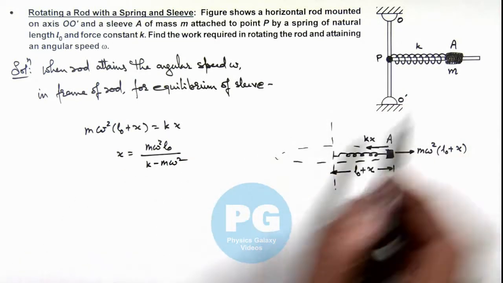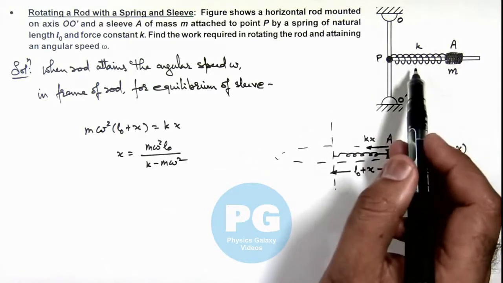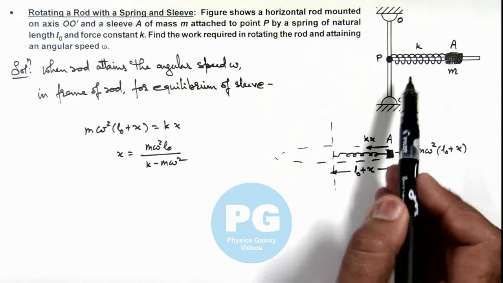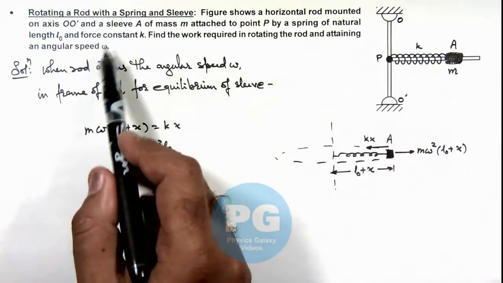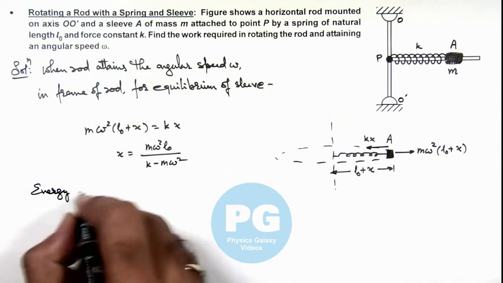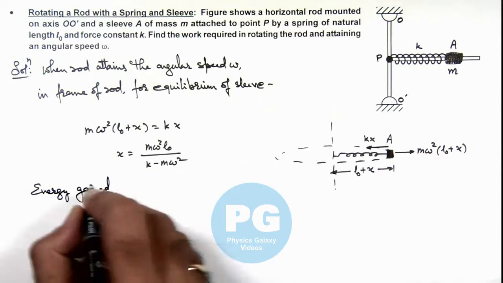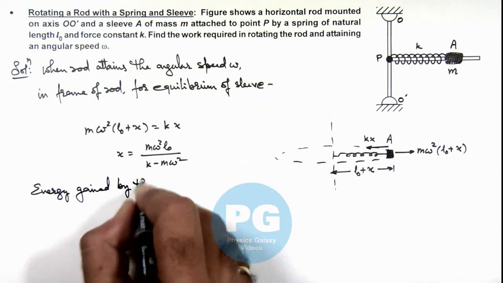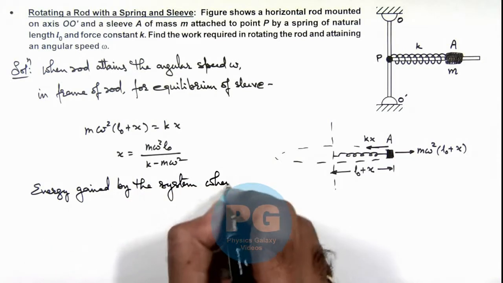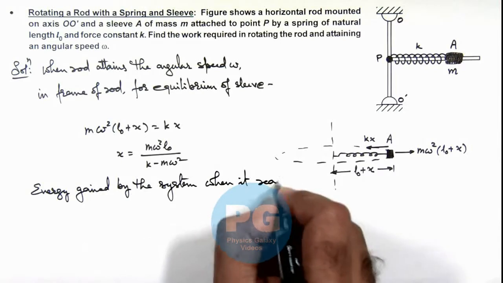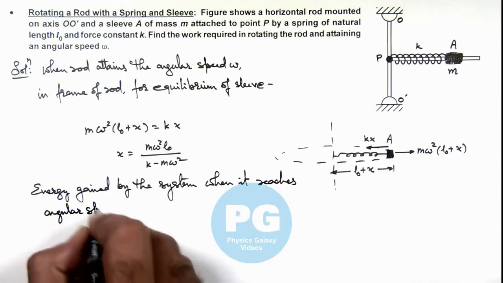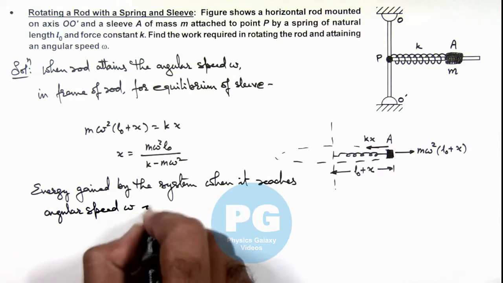And the energy stored in a spring is obtained when the sleeve was rotating on rod or when the angular speed was increasing from 0 to omega. So we can directly write energy gained by the system when it reaches angular speed omega is this energy.